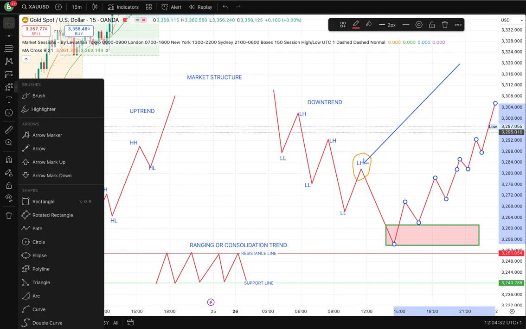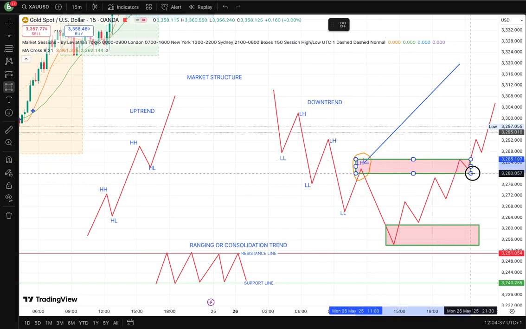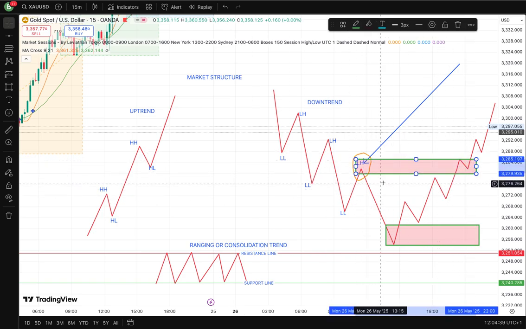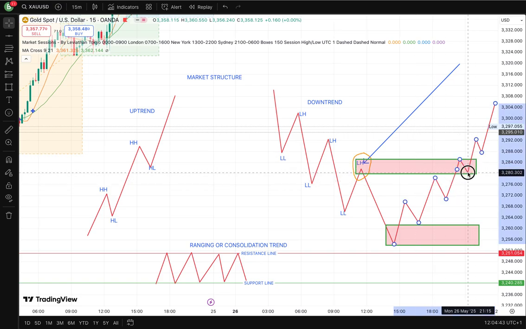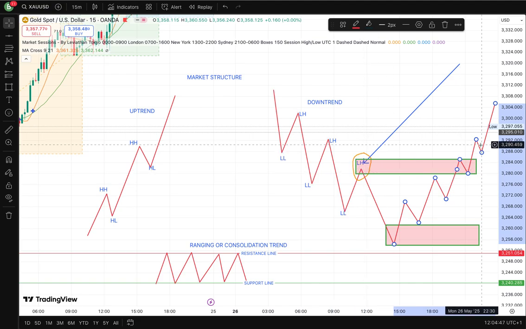All right, so this level here is going to give me my confirmation of the entry. Okay, that from this point here, I'm buying. Okay, I want it to break the most recent lower high before I buy, using the market structure to buy.